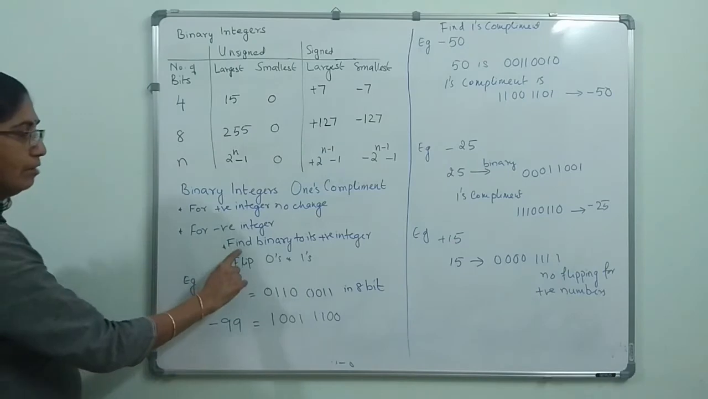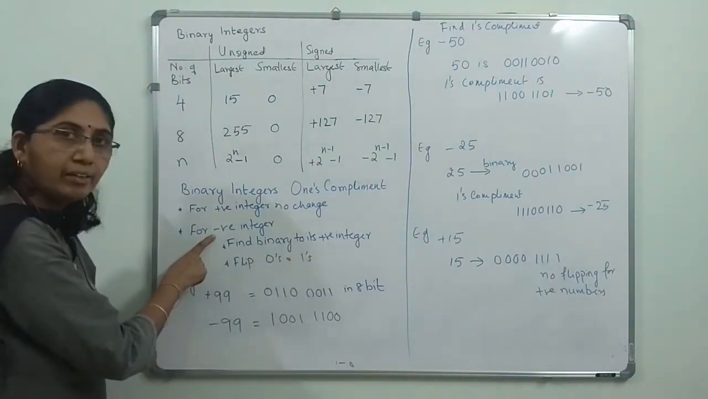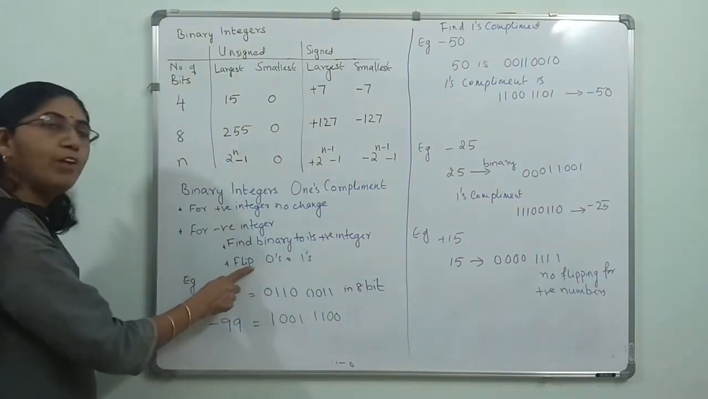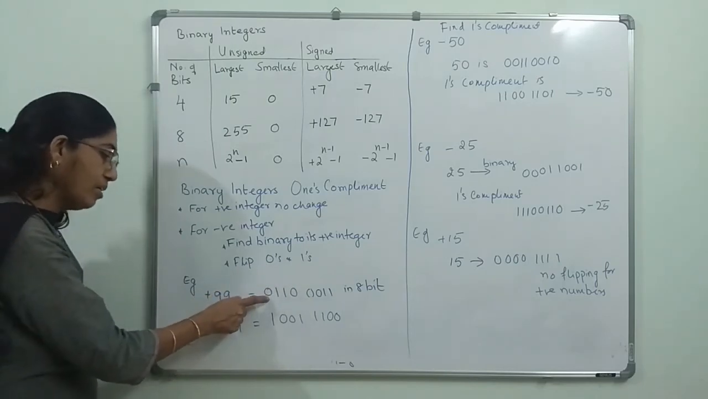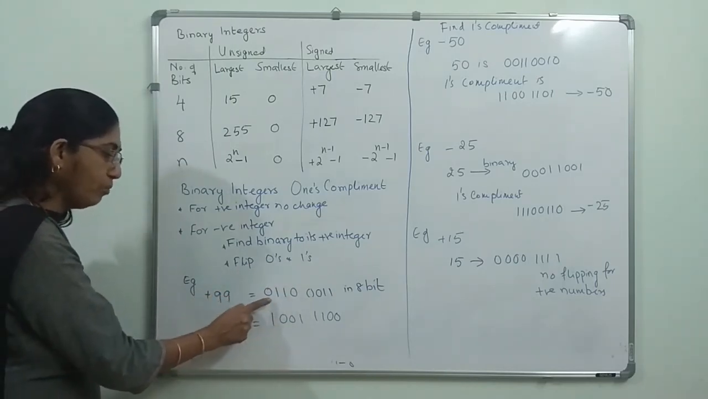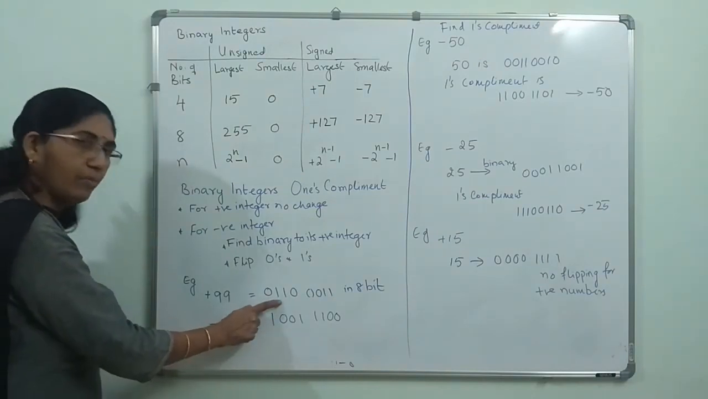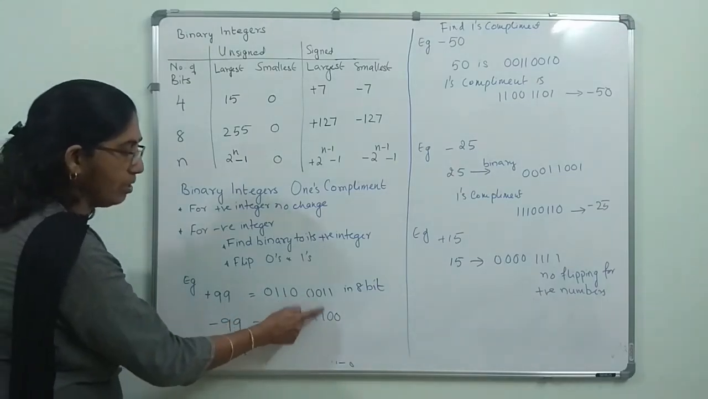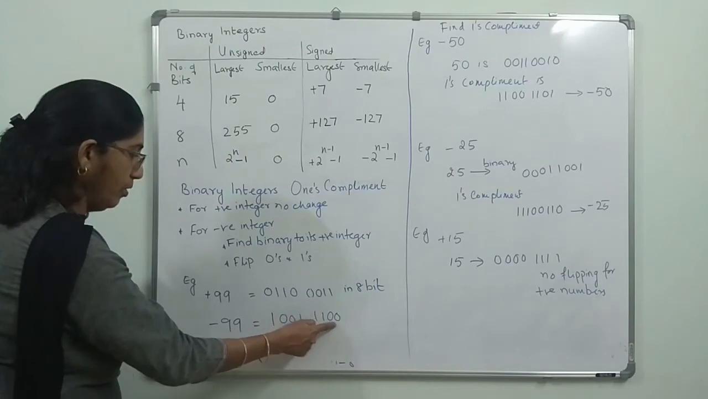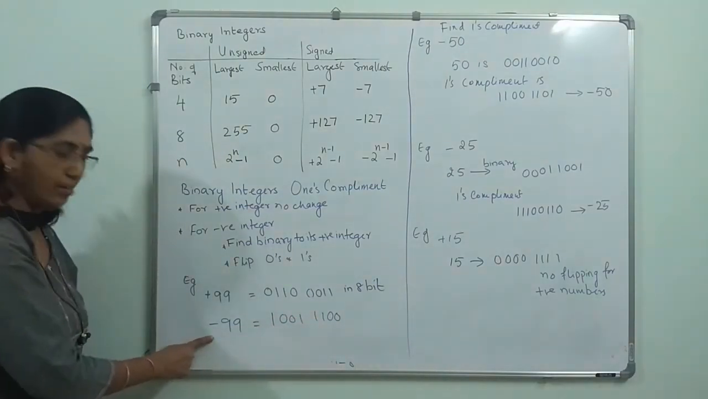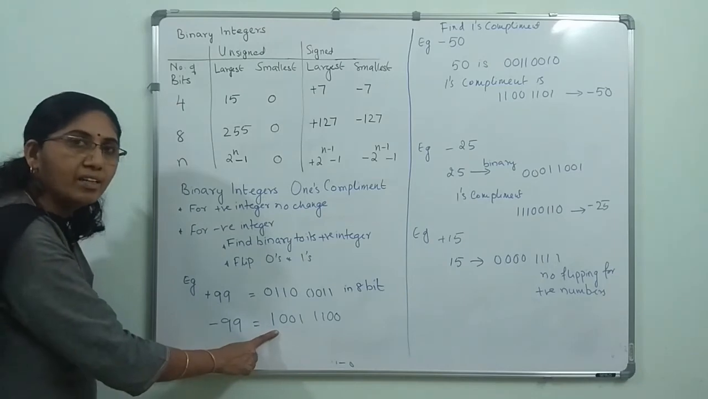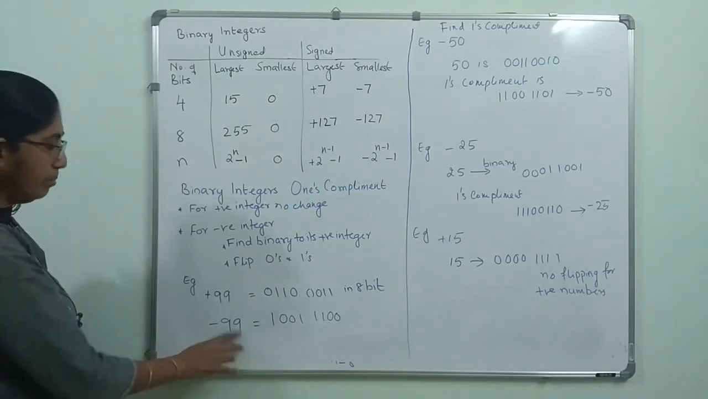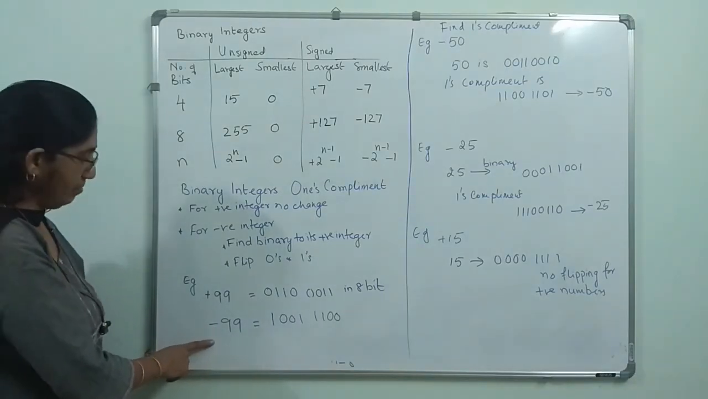Then you find the binary of the positive integer, and you have to find out the negative integer. First you find out the binary of its positive integer. Then you flip zeros and ones. That means you change 0 to 1 and 1 to 0. At each position, wherever you have 0, you change it to 1, and wherever you have 1, you change it to 0. 1 goes to 0, 0 goes to 1, 0 goes to 1, 0 goes to 1, 1 to 0, 1 goes to 0. So this will give you minus 99. You can see the first digit 1 indicates that the number is negative. So this is the 1's complement method by which you represent a negative integer.